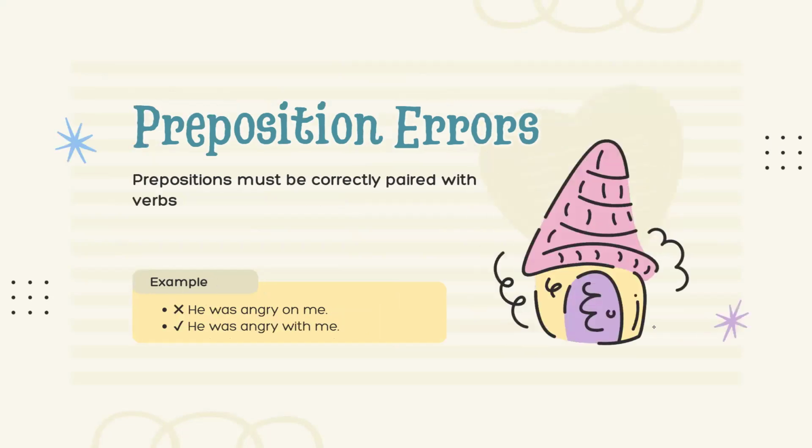Next, prepositions. Prepositions link nouns or pronouns with other words. The wrong preposition can change the meaning entirely. "He was angry on me" is incorrect. The correct form is "he was angry with me." Always check the correct preposition pairing.